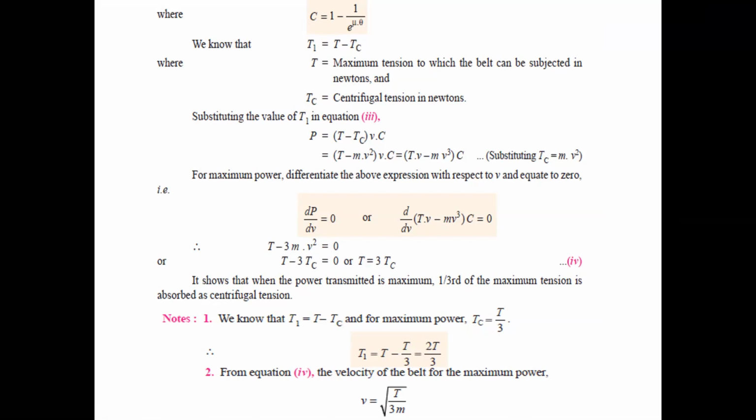Again, we may also get the relation between T1 and the maximum tension, that is 2/3 of the maximum tension. Similarly, to find V, V equals square root of T by 3m. So those are the velocity for maximum power, the relation between the maximum tension and centrifugal tension, and the maximum tension and the tension in the tight side. So those are the relations.